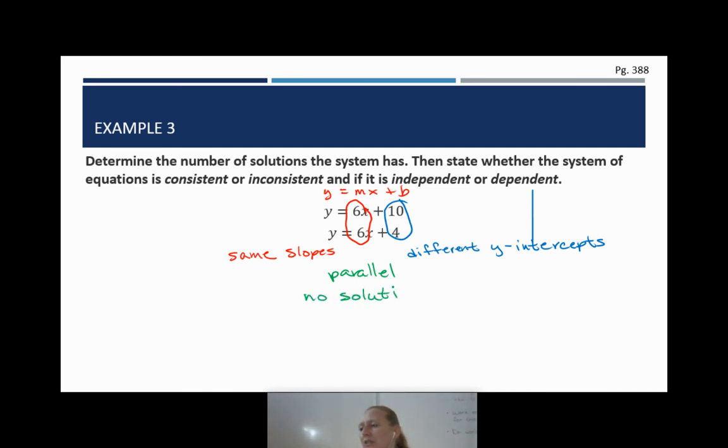So we answer the first part. And we already talked about this. If there's no solution, if they never intersect, then it's going to be an inconsistent system.